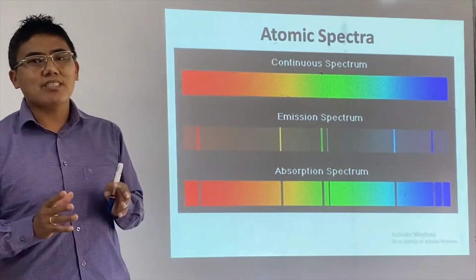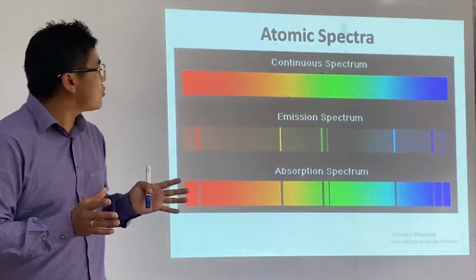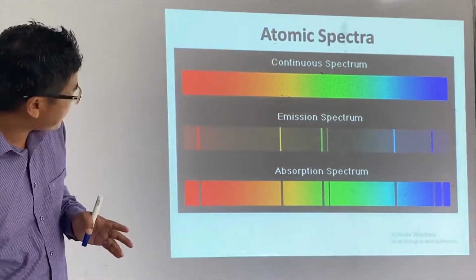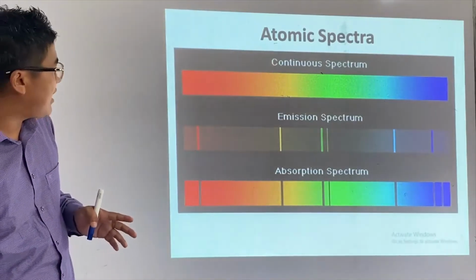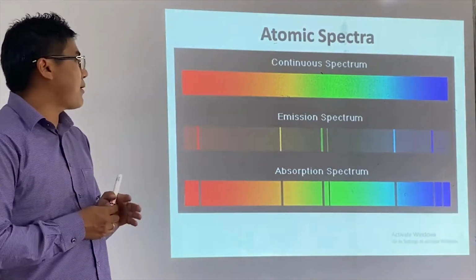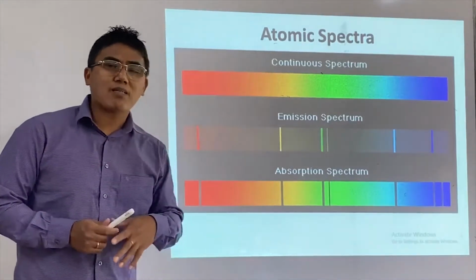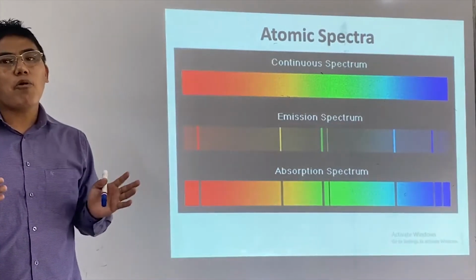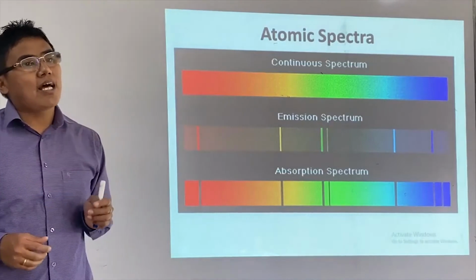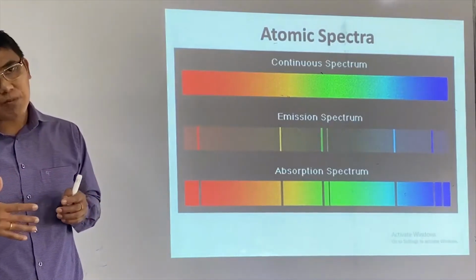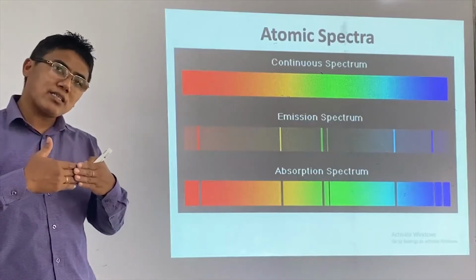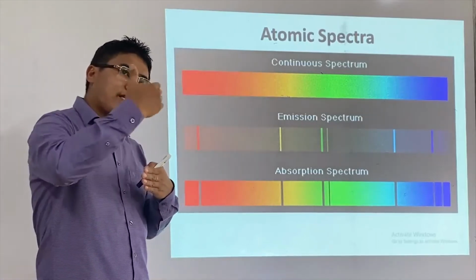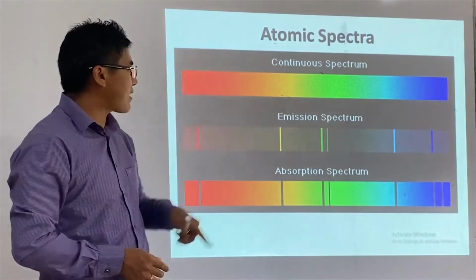Broadly speaking, we divide spectra into two kinds: emission spectra and absorption spectra. This is a continuous spectrum. Continuous spectra are very simple. If I allow white light to pass through a glass prism, you see a continuous spectrum, where there is no separation between one color and another.